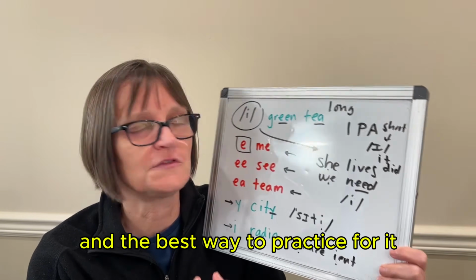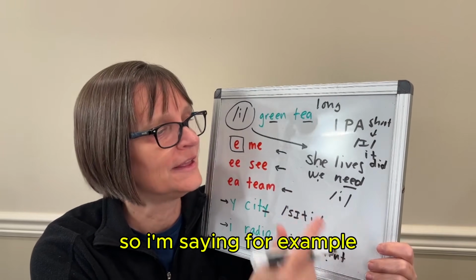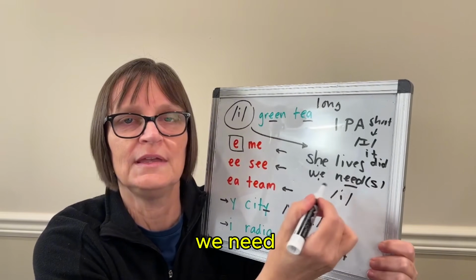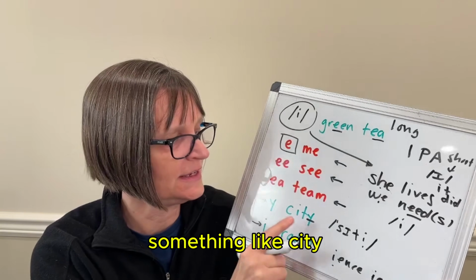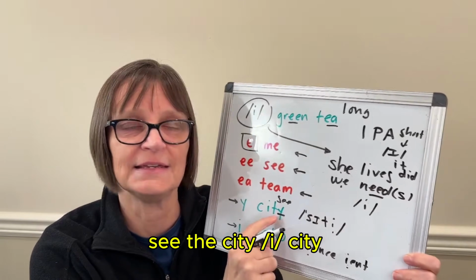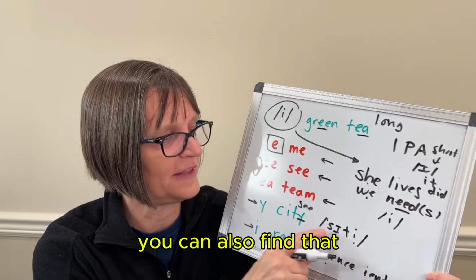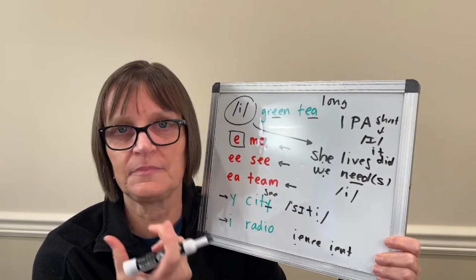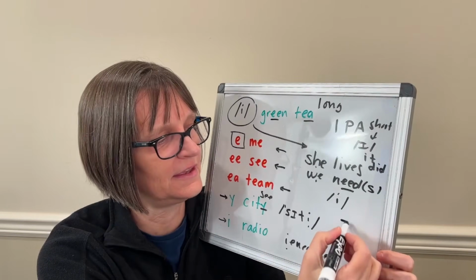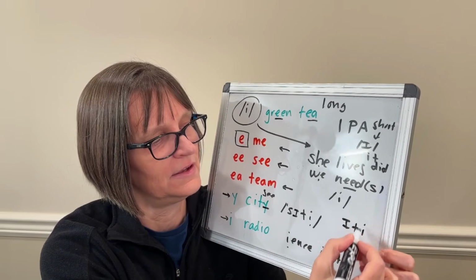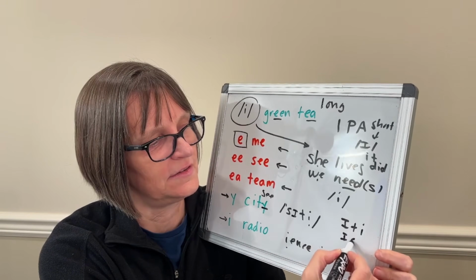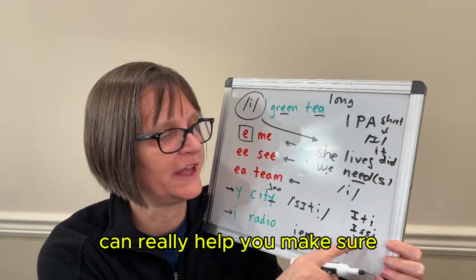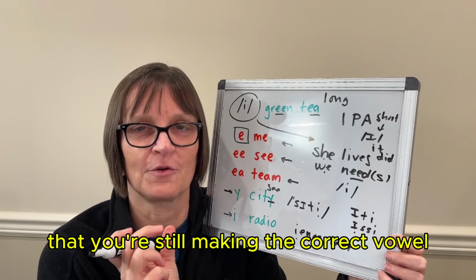And the best way to practice for it is really just matching your vowel. So I'm saying, for example, she needs, we need. Something like city, see the city, E, city. You can also find that when you're doing a word like city or busy, if you practice a lot with the I, D or the IC, for example, being able to move from that lax to that tense can really help you make sure that you're still making the correct vowel at the end.